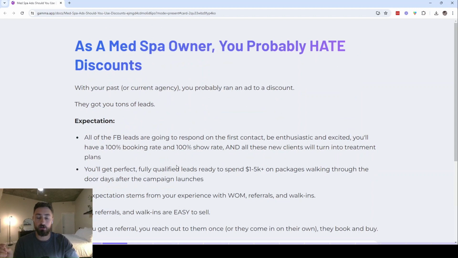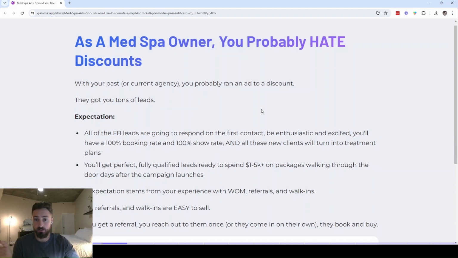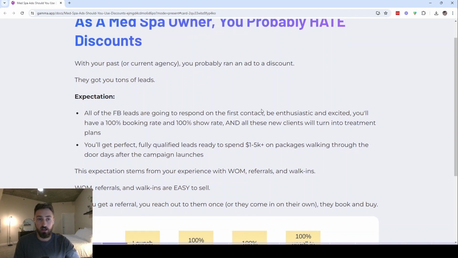So as a med spa owner, you probably hate running discounts, right? With your past or your current agency, you probably ran an ad to a discount. They got you tons of leads. And the expectation was that all of the Facebook leads are going to respond on the very first contact. They're going to be very enthusiastic and excited. You'll have a 100% booking rate and a 100% show rate. And all of these new clients will turn into treatment plans, right? All these new patients are going to buy your $1,000 plus treatment plans right after they come in for the first time.